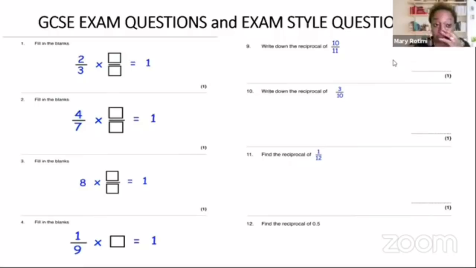So the first one says, fill in the blanks. 2/3 times what will give you 1? We've just talked about reciprocals, guys. We just said when you turn a number upside down and you multiply it by what you're given, you will get 1. So let's find out how many of us actually understand this.